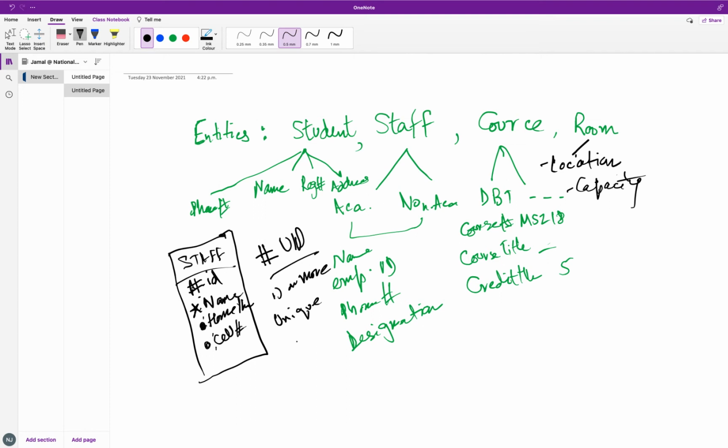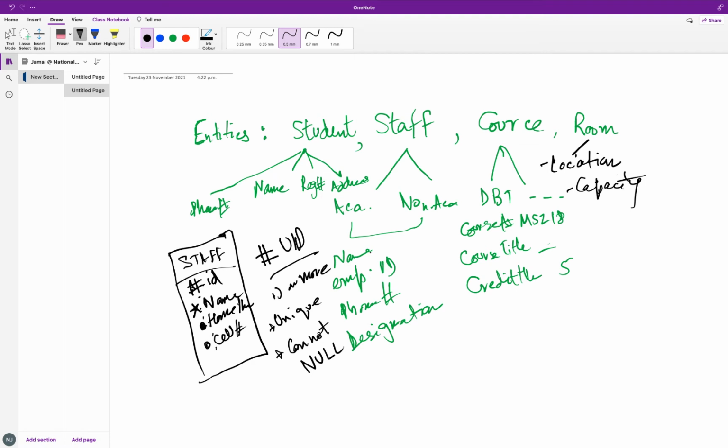So it must be unique. It cannot be null. Okay, so these are the properties of UIDs, unique identifiers. So this way we can draw entities, different entities: staff, course, student, rooms, right?